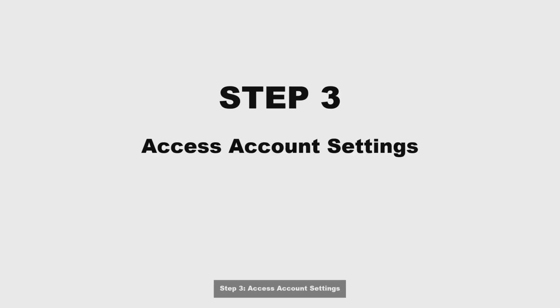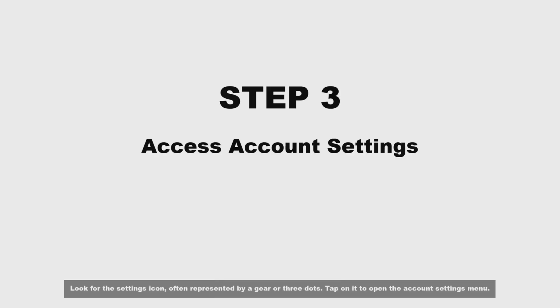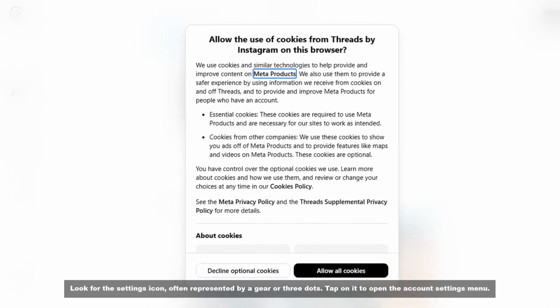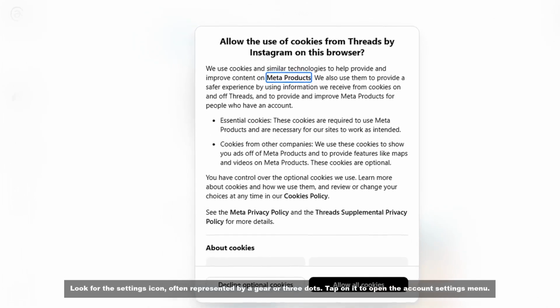Step 3. Access account settings. Look for the settings icon, often represented by a gear or 3 dots. Tap on it to open the account settings menu.